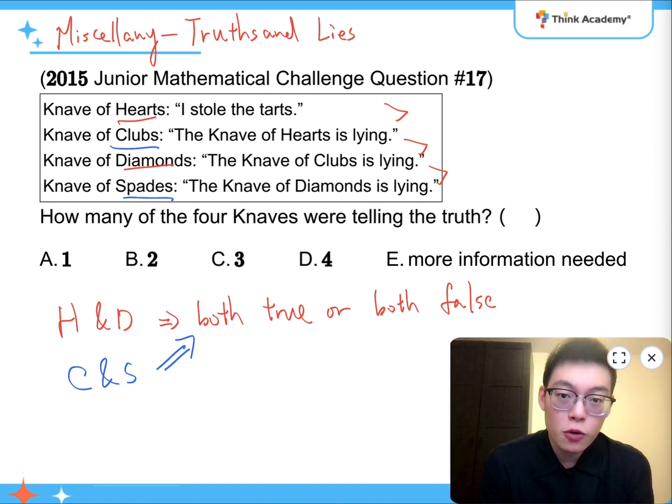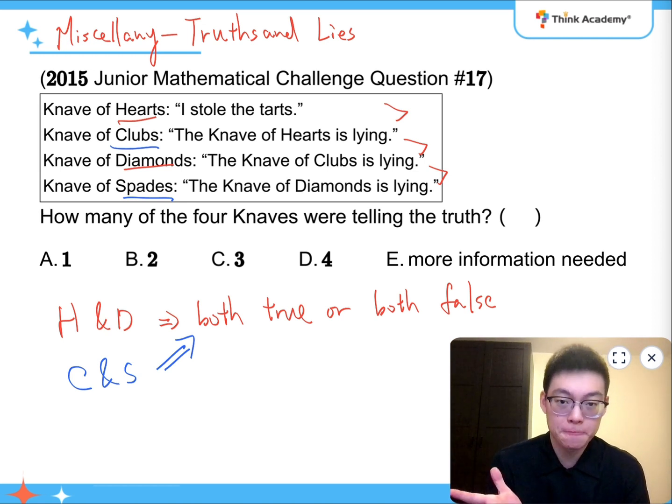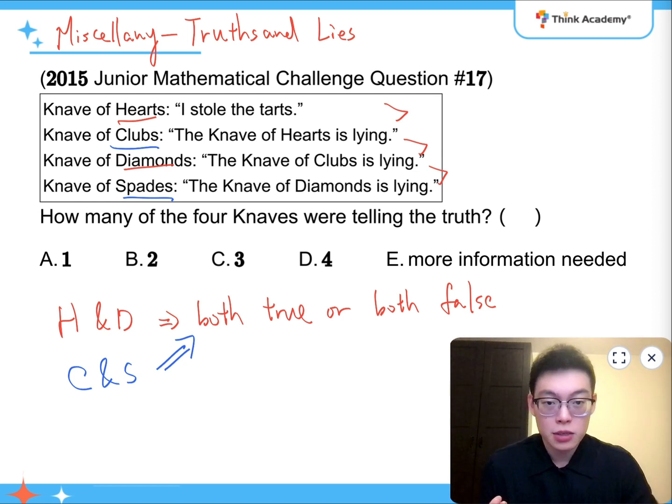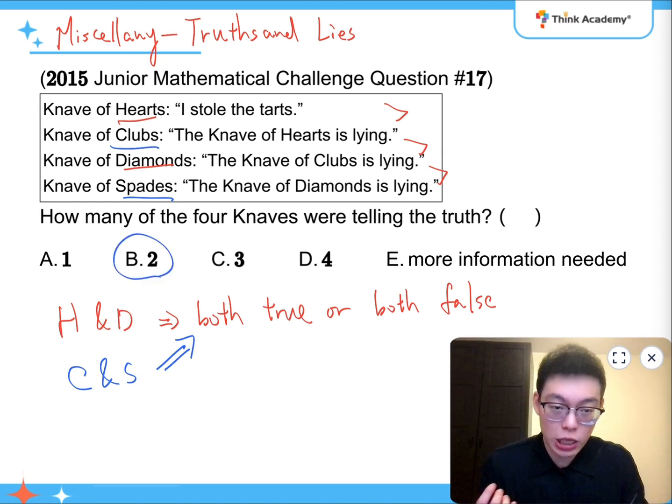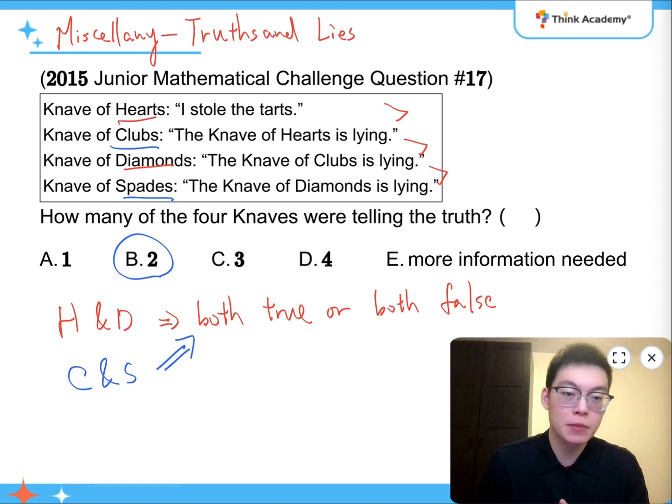So as a result, when what the hearts is saying is true, it means that what the diamond is saying is also true. And the other two will be false. Well, if the heart is false, it means that the diamond is also false, where the other two are going to be true. So there will always be two of them which are telling the truth, either hearts and diamonds or clubs and spades. All right, so that's why the answer is 2. But we don't know which of them is actually telling the truth. We just know the number of them telling the truth.